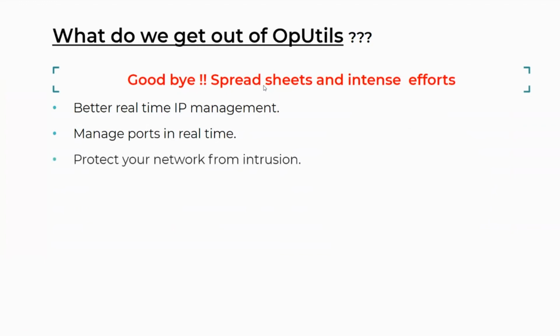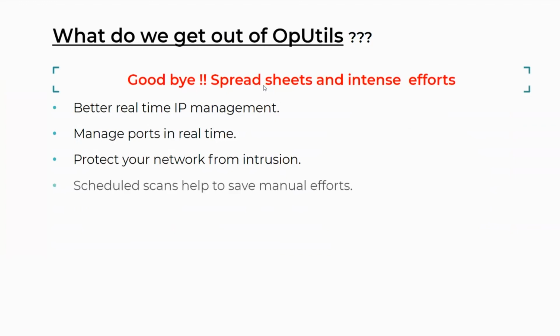You can also secure your network from rogue devices or from intrusion with the rogue device detection module that is available with OpUtils. This module scans your entire network and displays to you any newly connected network device, and you can choose to give them access to your network or simply block them with OpUtils.